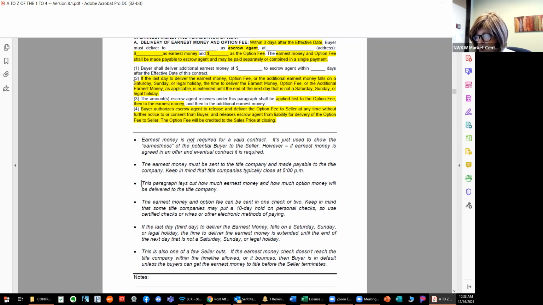If the last day to deliver the earnest money, option fee, or the additional earnest money falls on a Saturday, Sunday, or legal holiday, I sent out an email about this yesterday too, the time to deliver the earnest money, option fee, and the additional earnest money is extended until the end of the next day that's not one of those days, Saturday, Sunday, or legal holiday. So if you were to write one and the last day ended on Christmas Day or something, if Christmas Day was on a Friday, then you would skip a Saturday and Sunday and go until the next day that's not a holiday.